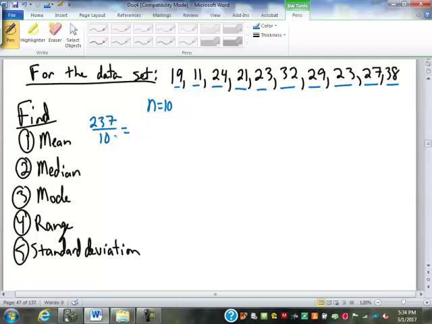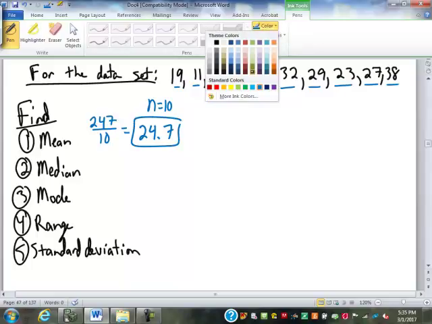Did you get 247? Okay, I'll take your word for it. So it comes out to be 24.7 for the mean. No extra charge for the extra 10.